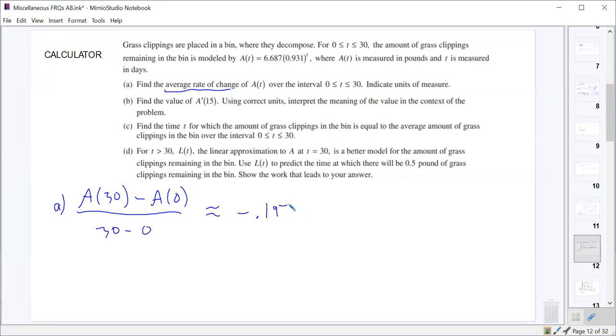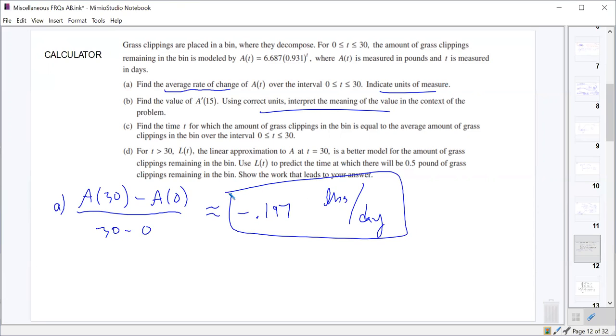I got negative 0.197. I think you got your decimal one spot off, Tom. Negative 0.197, and these are pounds per day. And we're going to interpret the meaning of this. Well, what is the meaning of this? Just indicate units of measure. Interpreting the meaning for A prime: negative 0.197 pounds per day.